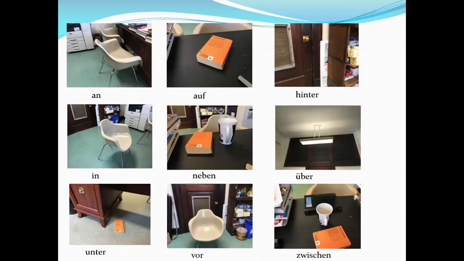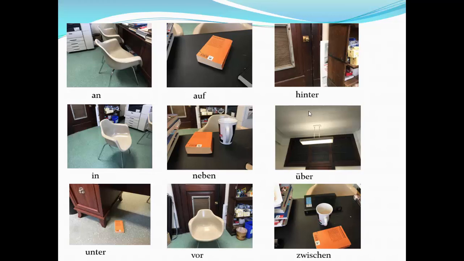Okay, an, for instance, if I took just one of those chairs, der Stuhl ist an dem Tisch. It's at the table. Okay, it's at the desk. Or if I'm sitting at my desk, ich sitze an meinem Tisch. Okay, auf, das Buch liegt auf dem Tisch. Hinter, das Poster ist hinter dem Bücherregal. So that poster is hidden behind that bookshelf. In, der Stuhl ist in dem Zimmer. If I just wanted to say it's standing in the middle of the room, it's there.